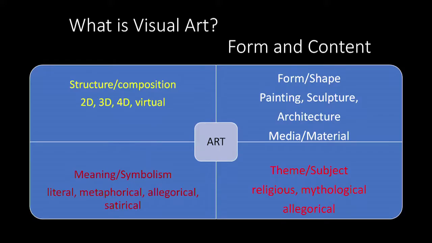So what is visual art? The focus of today's lecture is on visual arts. It can be divided into form and content. Form refers to structure or composition, just as in two-dimensional art, you have painting or graphic design. In three-dimensional art, you have sculpture or architecture. And in the fourth dimension, or what we now call virtual art, we have this latest technology of digital media art.